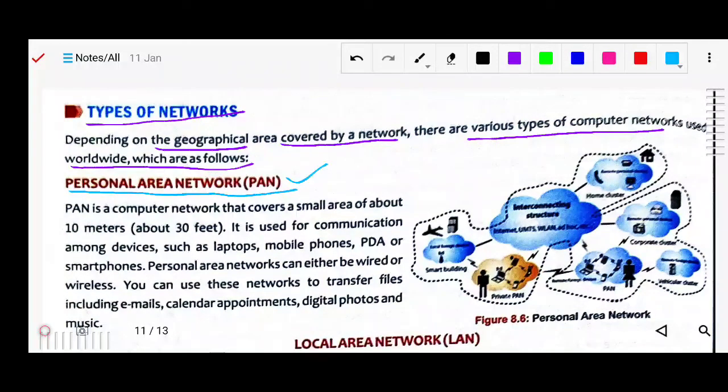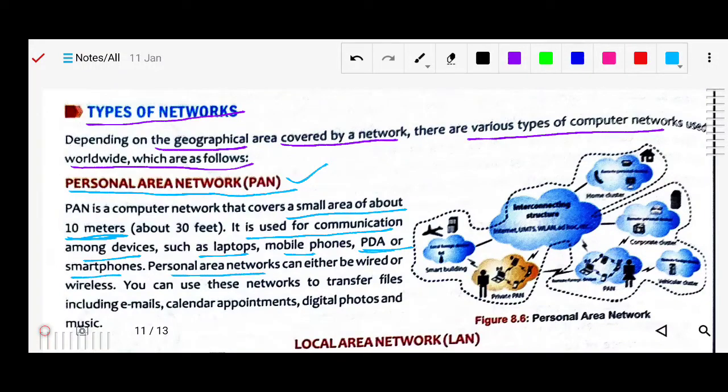So it is a PAN. PAN is a computer network that covers a small area of about 10 meters. The range is only 10 meters; the network is spread over only a 10 meter area. It is used for communication among devices such as laptop, mobile, PDA, which stands for personal digital assistant, and smartphone.